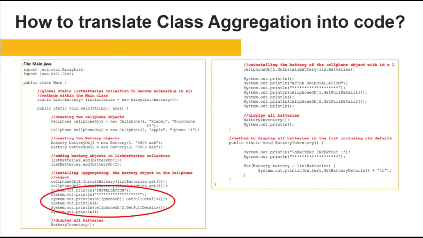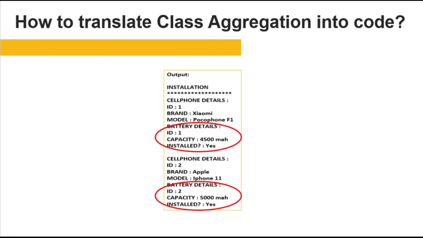Then we will print the details of each cell phone object with the current setup using the getFullDetails method of each cell phone object. And this will be the output upon execution, showing the full details of each cell phone object, including the details of the batteries installed.